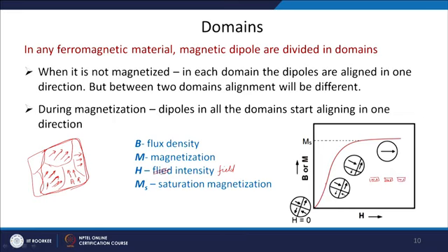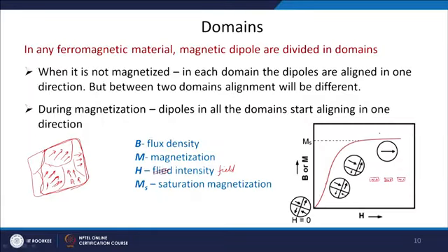Now when all the dipoles are aligned in the same direction, one end will be a south pole, another end will be a north pole, and you will have a magnetization in the material. When the whole material is of one alignment, then you have reached the saturation. Now you cannot do anything else. You can keep increasing the external field, but you cannot go beyond that.